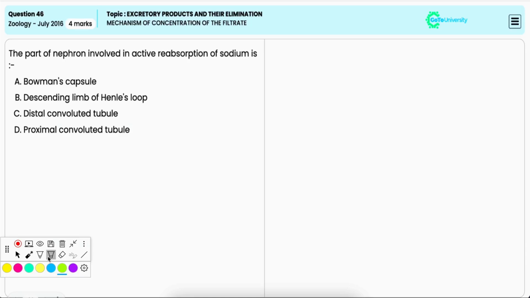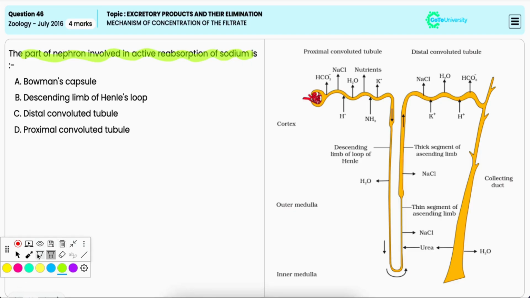In this question, you have to point out the part of the nephron that is involved in active reabsorption of sodium. Option A, Bowman's capsule. It is incorrect because Bowman's capsule is involved in the filtration of blood to form the glomerular filtrate.